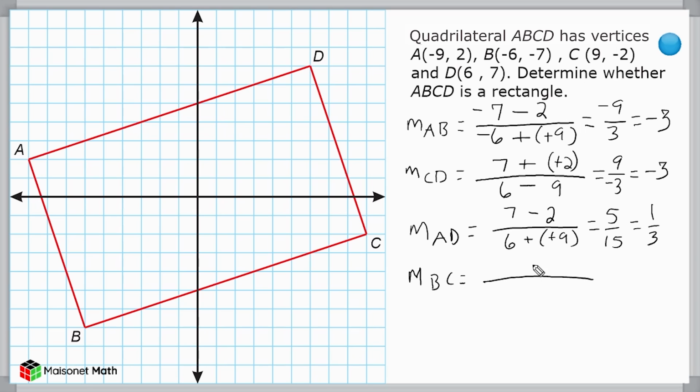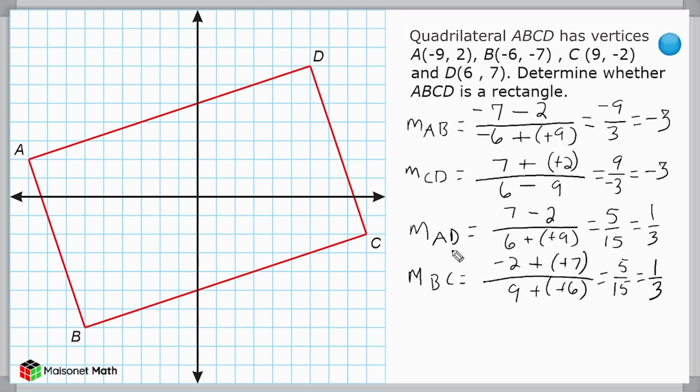And now let us find the slope of line segment BC. Let us subtract the y values of those two points, which would be -2 and -7. And for the x's, we have 9 minus -6. All right, so we have -2 plus 7, which is 5. And on the bottom, we have 15, which is equal to 1/3.